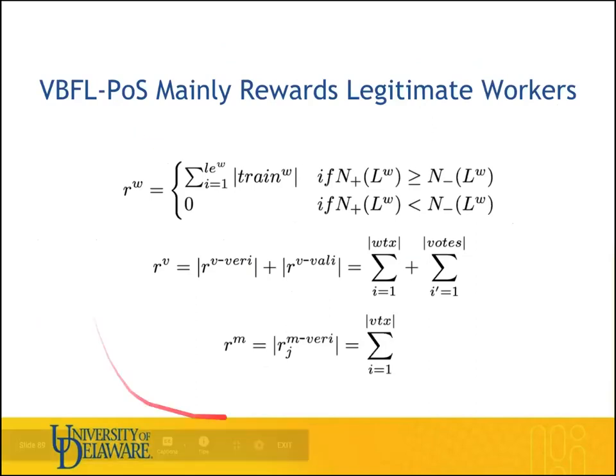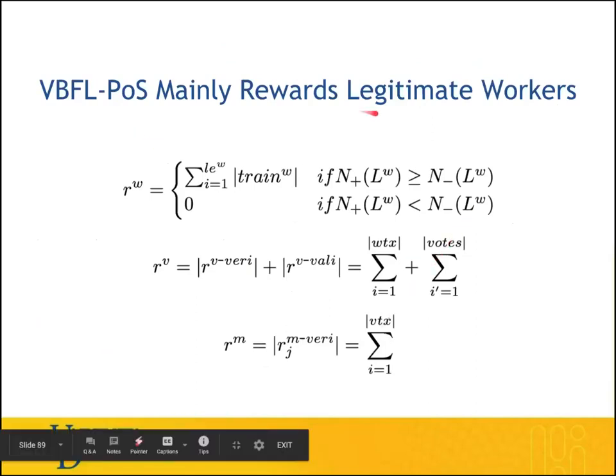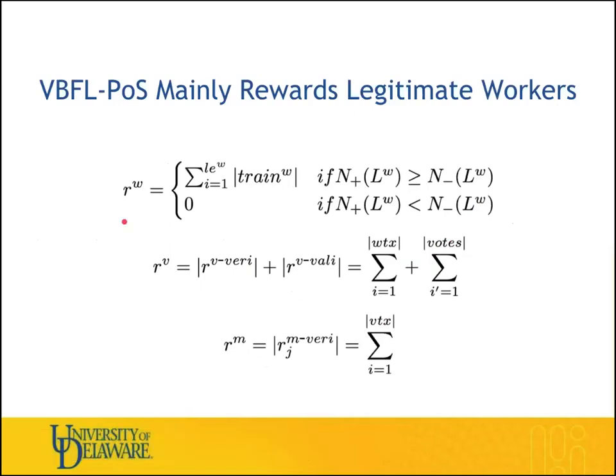So if you compare these three rewarding mechanisms, you could observe that VBFL PoS rewards legitimate workers heavily, but validators and miners only get rewards based on the number of verifications or validations they are doing. For example, one legitimate worker could encapsulate 500 rewards in a worker transaction. However, verifying this worker transaction, or validating this local model update, only gives one reward to the validator, and verifying a validator transaction gives the miner only one reward.